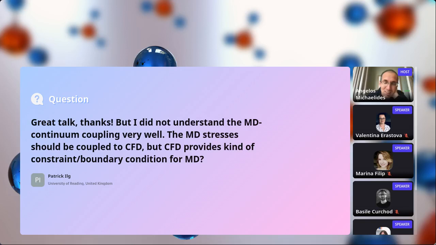In terms of the boundary condition you pass to the CFD, that is less clear what you need to do. And you can pass either velocities or stresses. And there's a whole literature on that. I hope that answered the question.